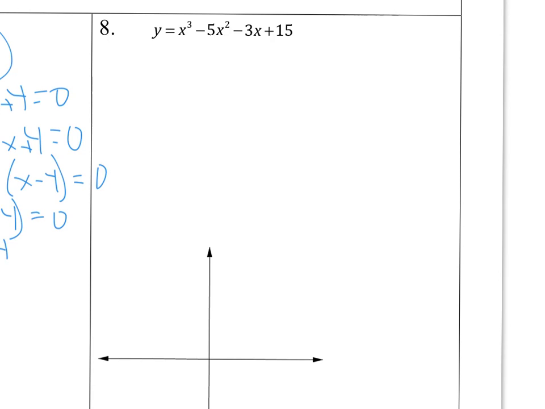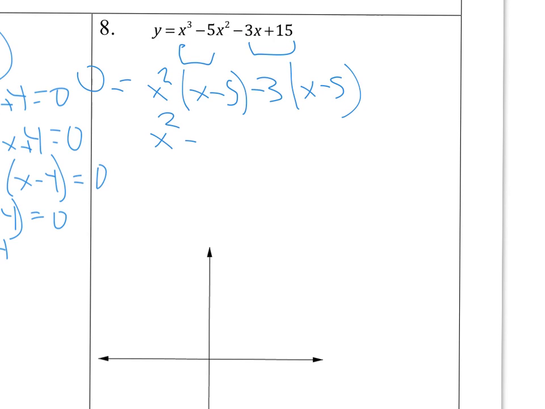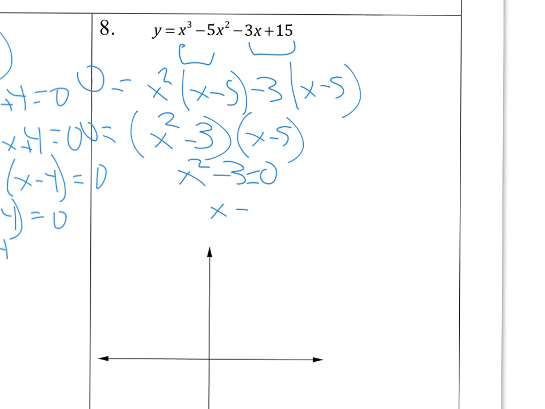The next one already has 4 pieces, so we group. So x squared, x minus 5, and then negative 3x minus 5. So I'm going to have x squared minus 3, x minus 5. So x squared minus 3 equals 0, so x equals plus or minus the square root of 3. Don't forget the plus or minus. That would be bad. Then x minus 5 equals 0, so x equals 5.